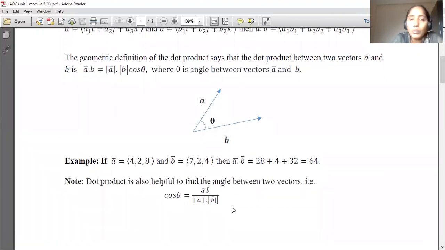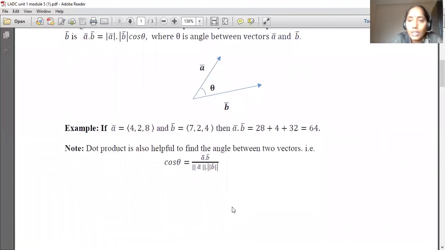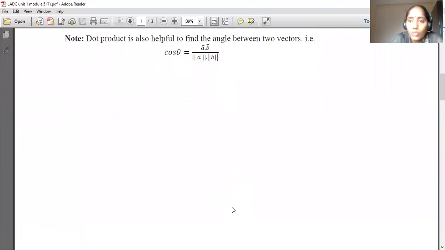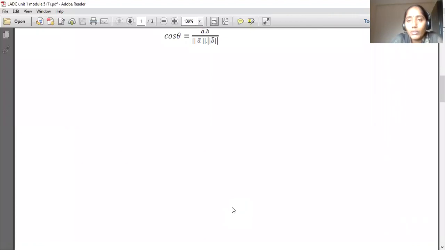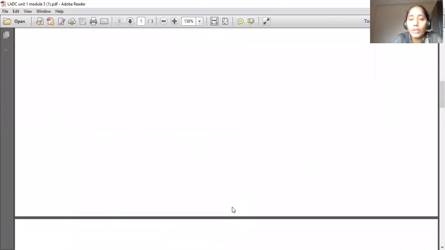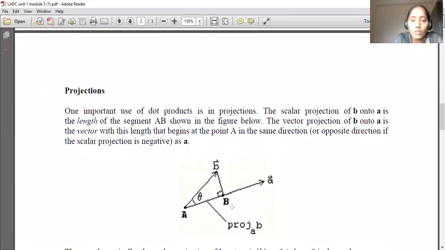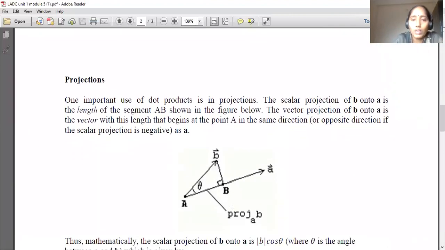Now we are moving to the projection of a vector. One of the applications of this dot product is projection. We call it the geometrical meaning of the dot product in terms of a projection. Look at this picture, a bar and b bar. Here these are the two vectors.